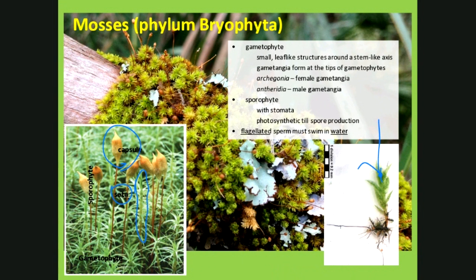And of course, like I said the other day, the reason why you're going to find these things in moist, wet environments is because the sperm are flagellated. They have to swim through water droplets.